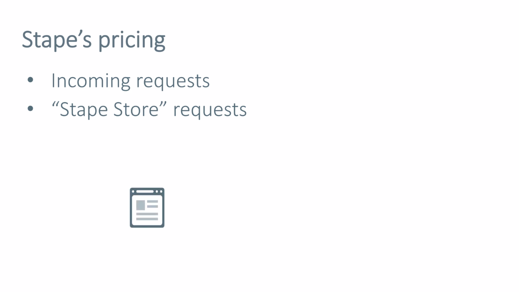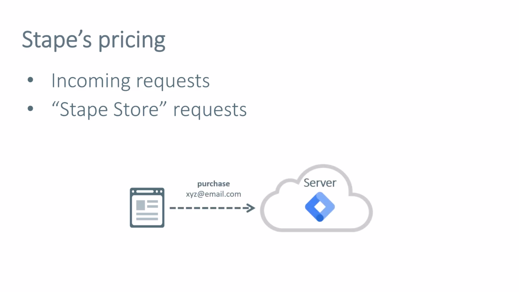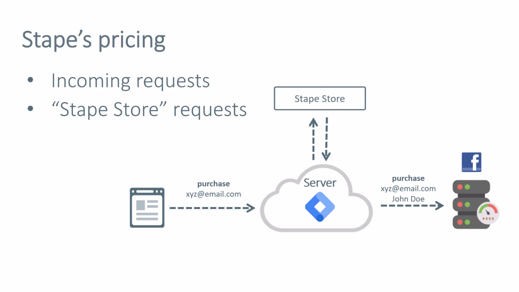So an example would look like this. You have a website, and from your website, you get a purchase event with the email address to your server. Then your server at the same time makes a request to Stape Store asking, do you have more information about this particular customer with this email? And Stape Store responds with additional information, for example, first name and last name. And then you send that enriched event to other vendor like Meta Conversions API. So when your server sends a request asking for some data point and wants to retrieve it from Stape Store, that also will cost a request.